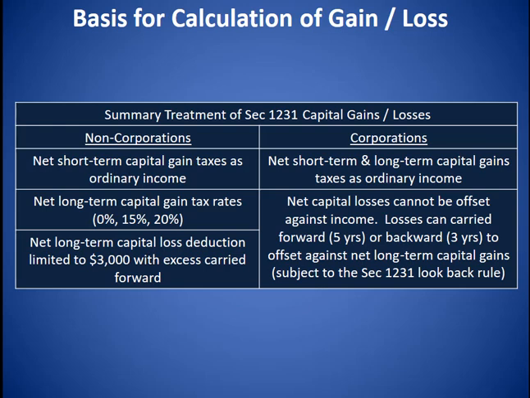If you're a corporation, net capital losses cannot be offset against income. However, losses can be carried forward 5 years or backward 3 years to offset against any net long-term capital gains. And these are subject to what we call the Section 1231 look-back rule, which we'll talk about.